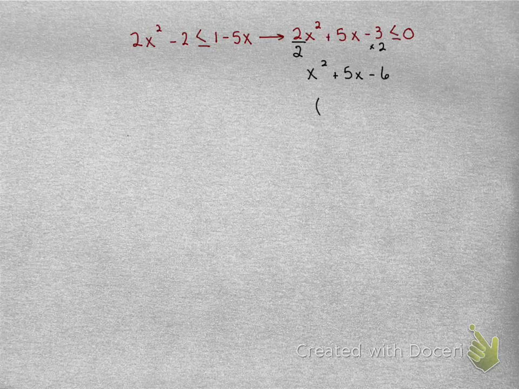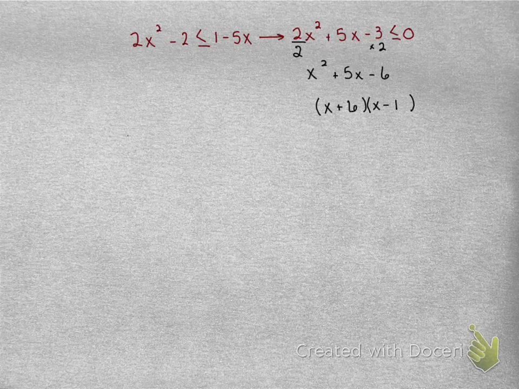Okay, so I need two numbers that multiply to be a -6 and add to be a +5. Well, one of those is going to be a plus and one is a minus because my second sign is a minus. So two numbers that multiply to be -6 and add to be 5 are +6 and -1. 6 minus 1 is 5, and 6 times -1 is -6. So we're good. Now we have to reintroduce the 2 that we divided away.